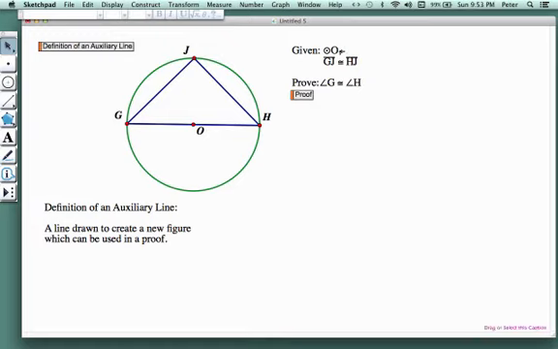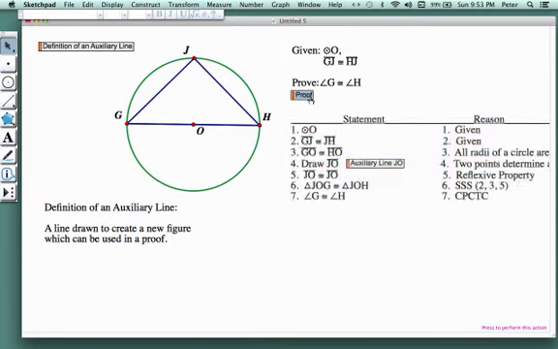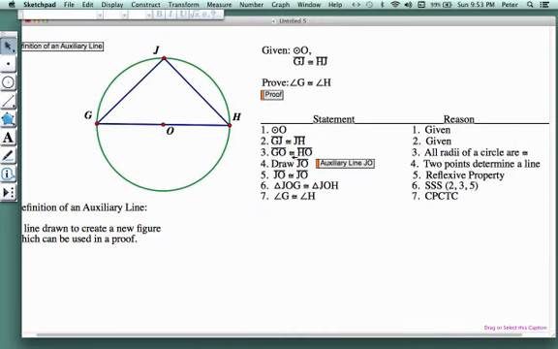So let's take a look at an example, because the definition is really much harder to understand than just seeing it in an example. All right, suppose we're given circle O, and you're told that GJ is congruent to JH. Can you prove that angle G is congruent to angle H? Well, let's take a look at a proof. We're given circle O, and that GJ is congruent to JH. Well, we also know from the last section that GO is going to be congruent to HO because all radii of a circle are congruent.